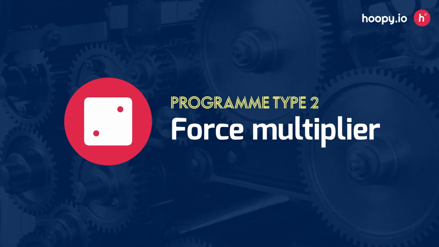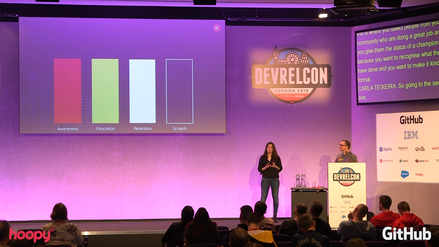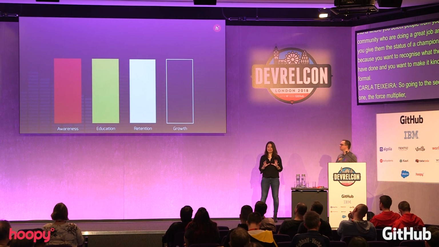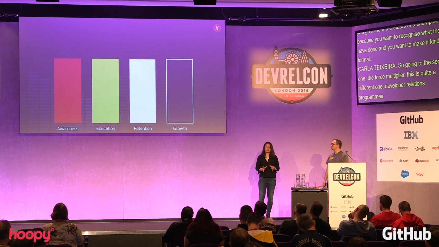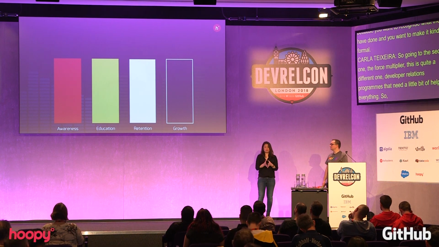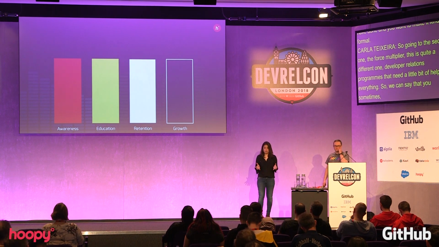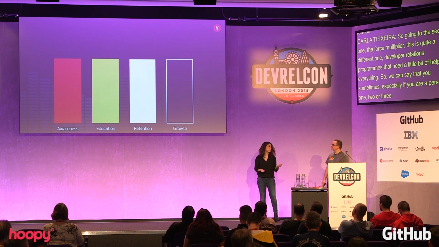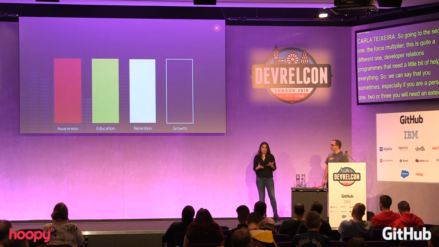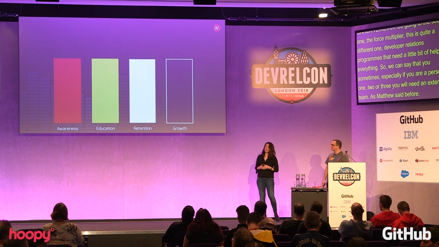So going to the second one, the force multiplier. So this is quite a different one. These are for developer relations programs that need a little bit of help in everything. So we can say that sometimes, especially if you're a person of 1 or 2 or 3, you will need an extended team. And as Matthew said before, there's problems in hiring. So this is a great way to achieve that.